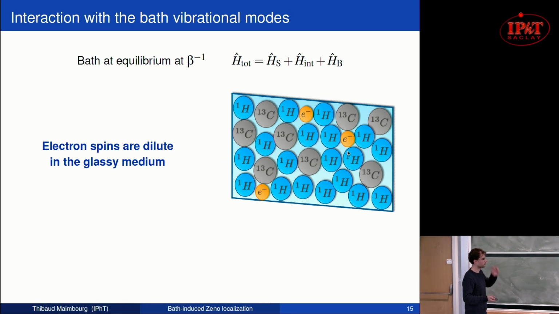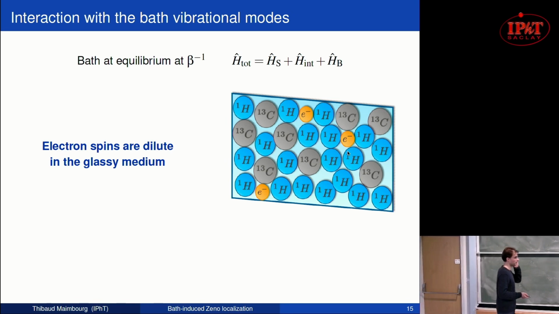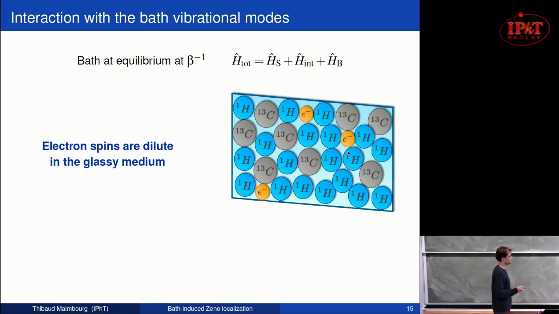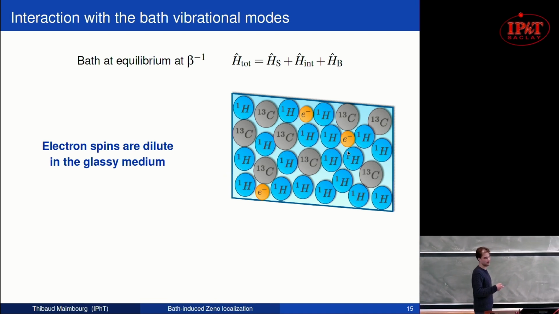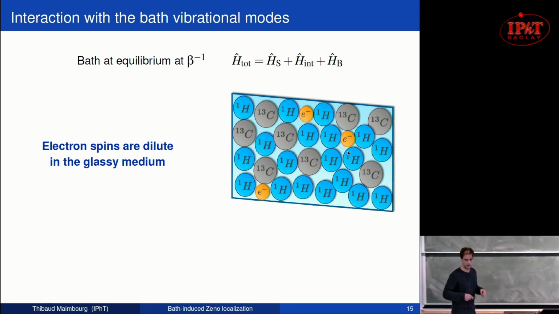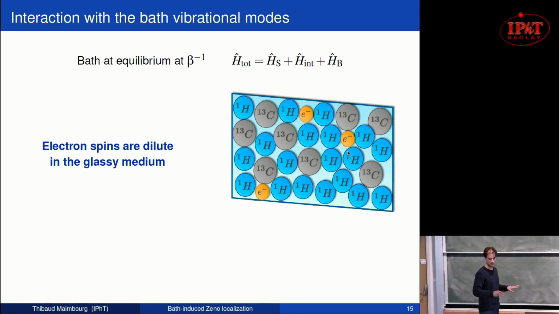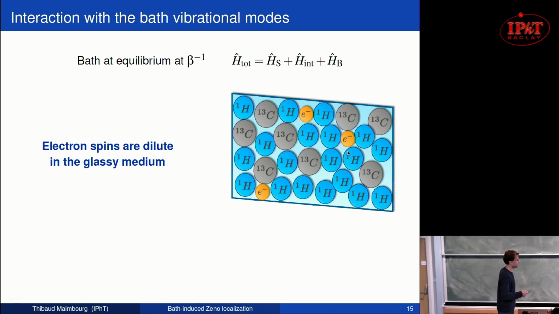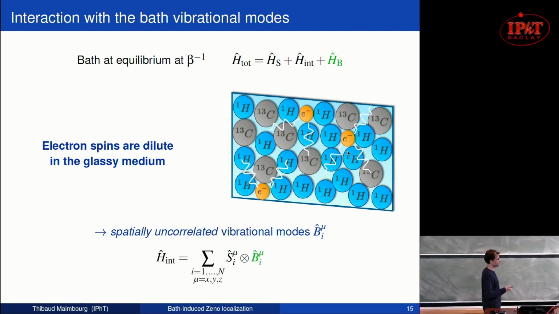Right, and now I have to talk about the bath. So okay, I have my electron spins, and they are embedded in this kind of glassy sample, okay? And actually there are not many of them, it's just a doping, and they are very, very dilute. So basically, the bath here is just the vibrations of the lattice, the phonons.